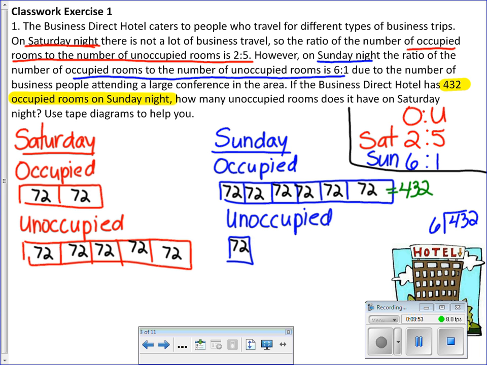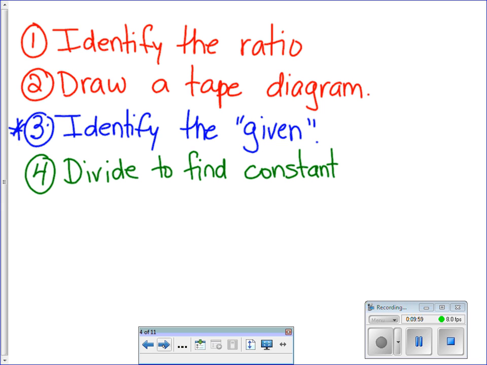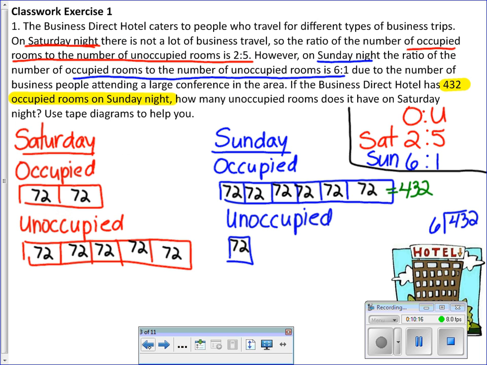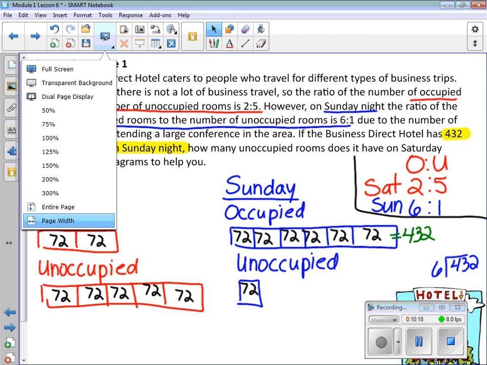All right, are we done? No. Ay, ay, ay. Now we have to answer the question in a full, complete sentence. So let's go back and look at what the heck these people want from us.